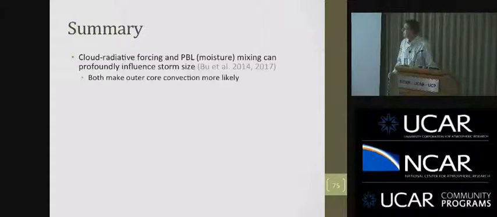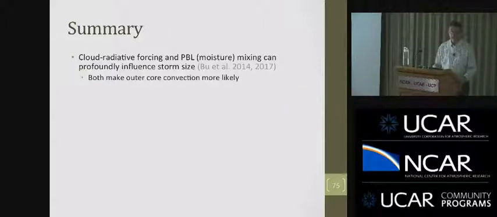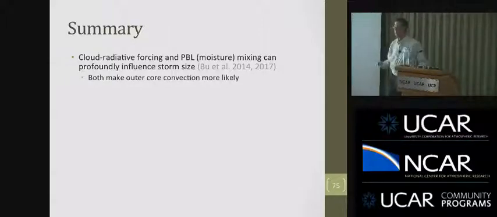I've tried to show you that cloud radiative forcing and PBL, particularly moisture mixing, can profoundly influence the storm size. So we had papers in 2014 and 2017 about this, both in JAS. And basically, they both operate indirectly by encouraging outer convective activity. So we could also show you simulations where we make the outer core environment more hostile to convection, and then you can mix all the moisture you want or have all the cloud radiative forcing you want, and it doesn't actually make the storm wider because you are not provoking the convective activity.